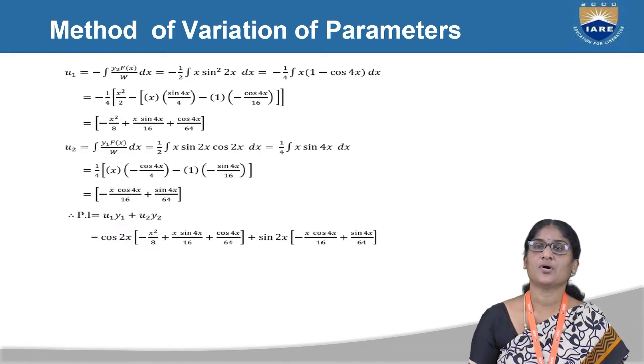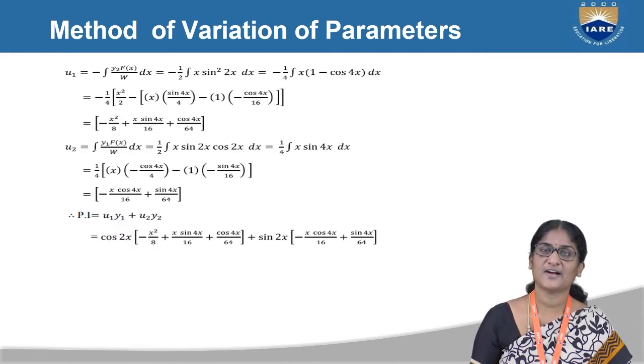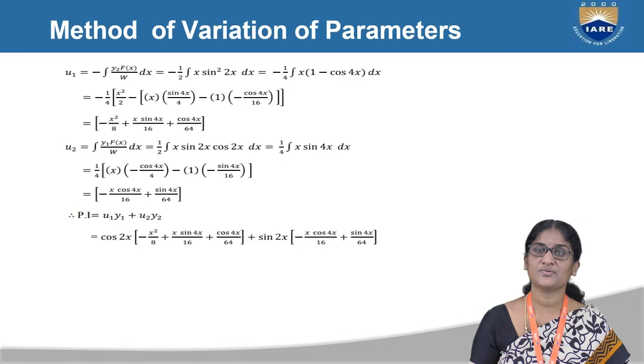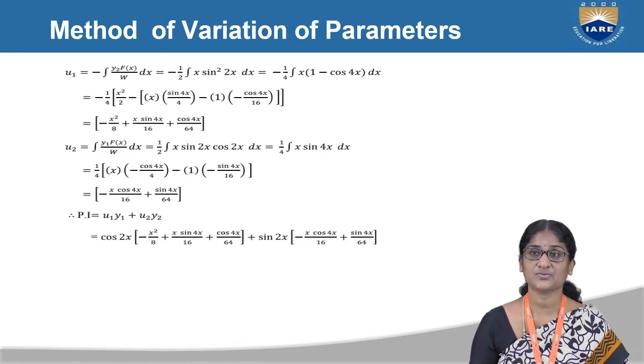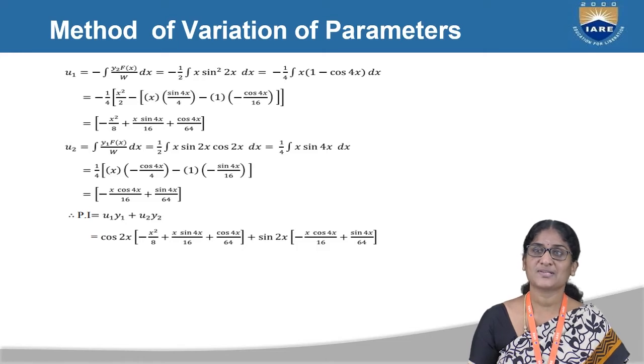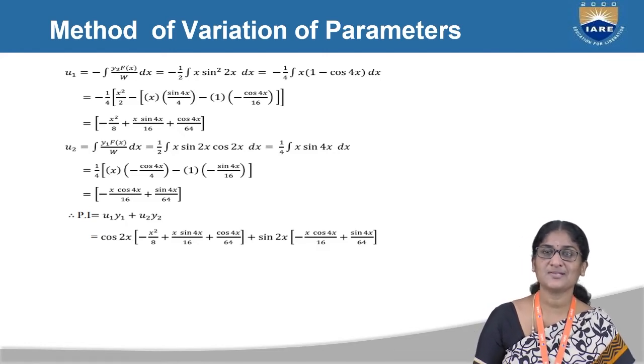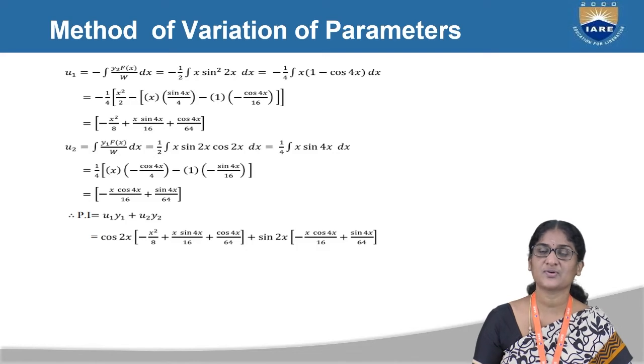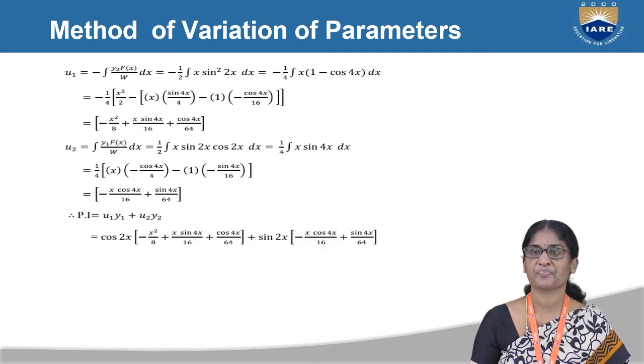Now u1 is equal to integral of y2 into f of x by w into dx, which is equal to minus half into integral of x into sine square 2x. And sine square 2x can be written as 1 minus cos 4x over 2. Just expand it, because we can't directly find the integral of sine square x. So it has to be changed, which is equal to minus 1 by 4 integral of x into 1 minus cos 4x into dx.